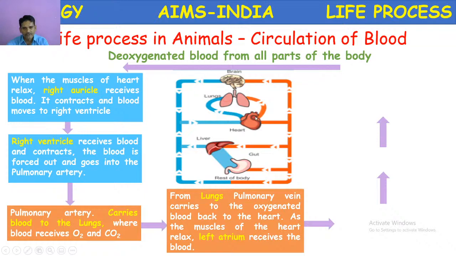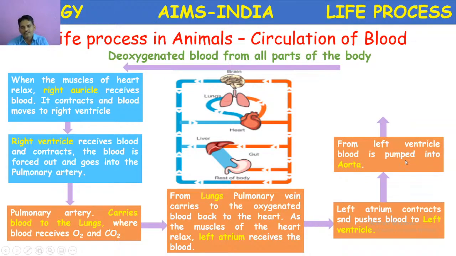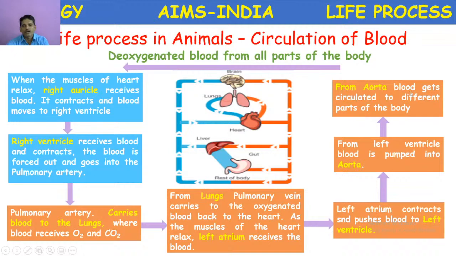So like this, come back. Next, when the left auricle contracts, that oxygenated blood enters into the left ventricle. Again, when the left ventricle contracts, the oxygenated blood is pumped into the aorta. This is the aorta, which carries and distributes blood to different organs of the body. From the aorta, the blood gets circulated to different parts of the body.